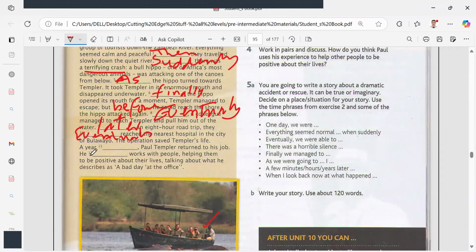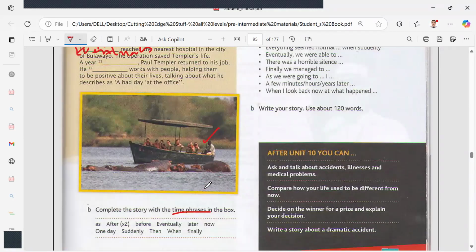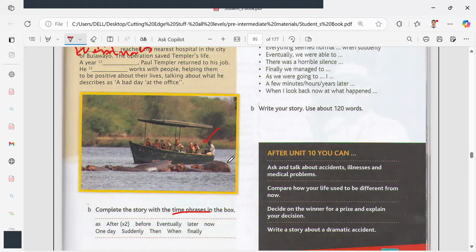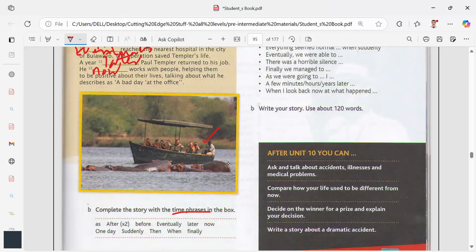Then a year later, Paul returned to his job. He now works with people, helping them to be positive about their lives.